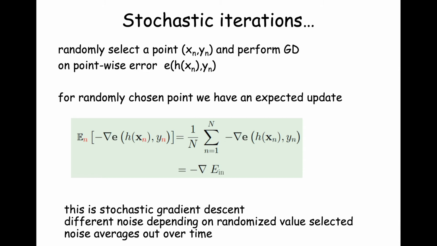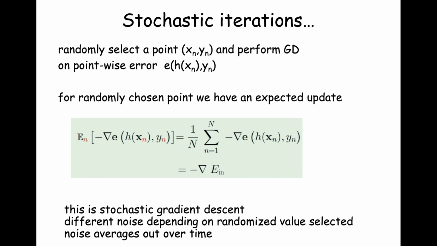Now, you can do this stochastically. Instead of over all of your inputs, you can do that by randomly selecting one of your in-sample points and its ground truth label and perform gradient descent on pointwise error instead of batch error. So for some randomly chosen point, you would look at the expectation of this gradient of the pointwise error, and so that expectation is over our inputs and their corresponding labels.